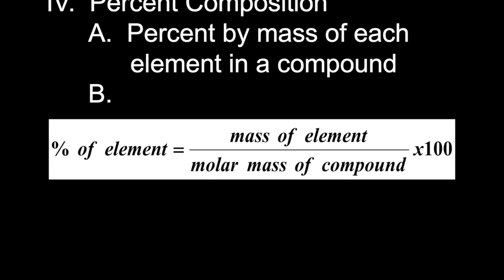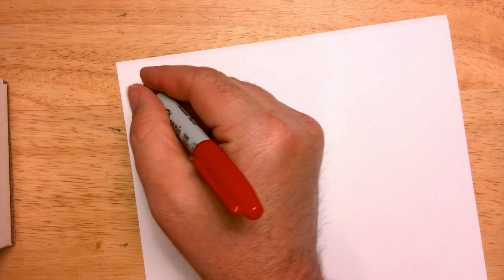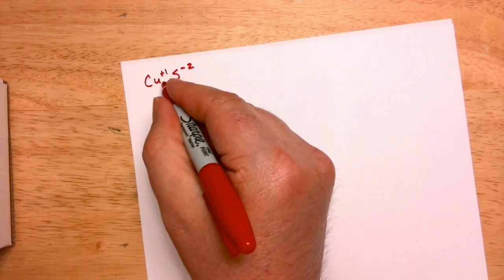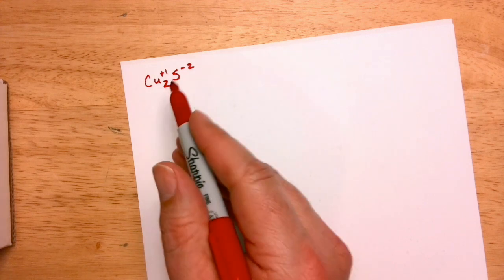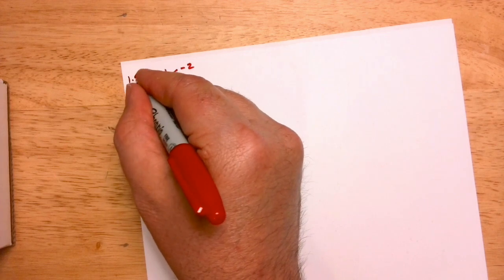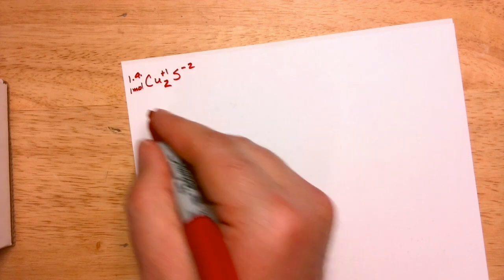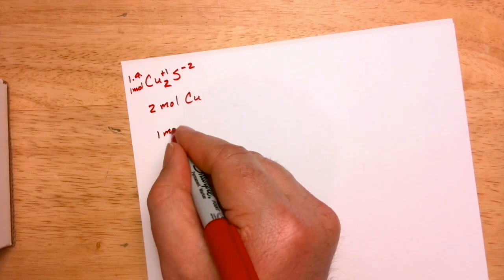So let's go through and do some example problems. Number 1, find the percent composition of each element in, part A, cuprous sulfide. So cuprous sulfide, cuprous is copper with a positive 1. Sulfide is sulfur with a negative 2. Positive 1, negative 2, you need to have 2 coppers. All right, so the first thing we need to do is basically just find the formula weights. So this is 1A we're solving for here. So you assume you have 1 mole of cuprous sulfide, which means you're going to have 2 moles of copper and 1 mole of sulfur.